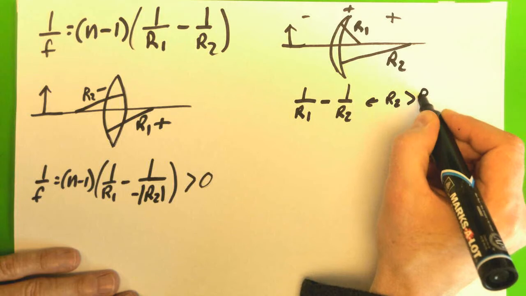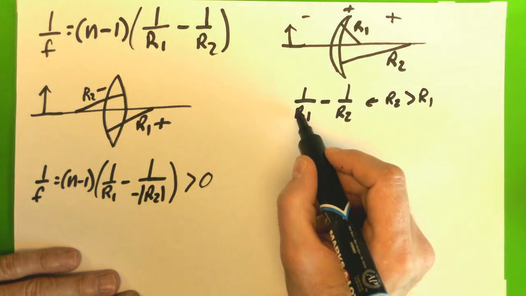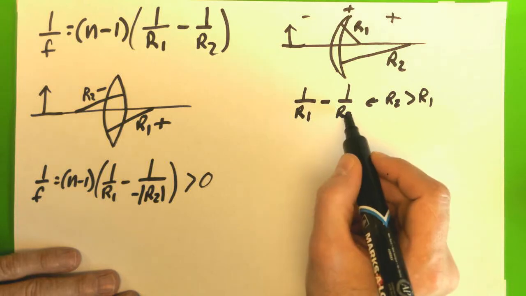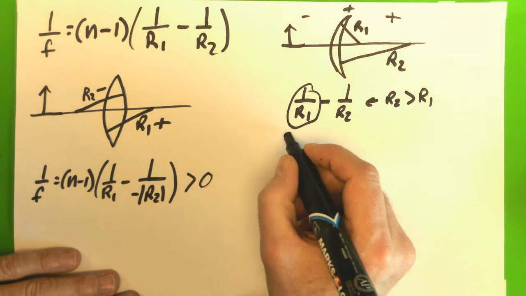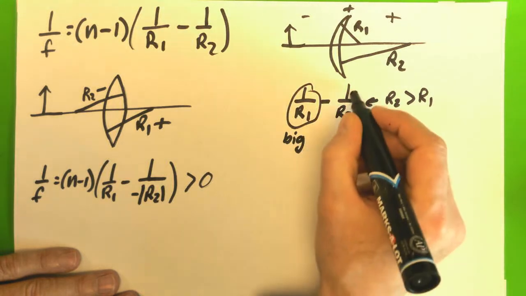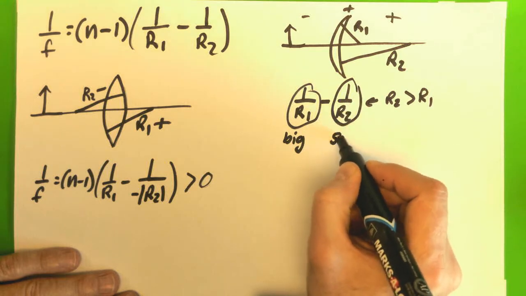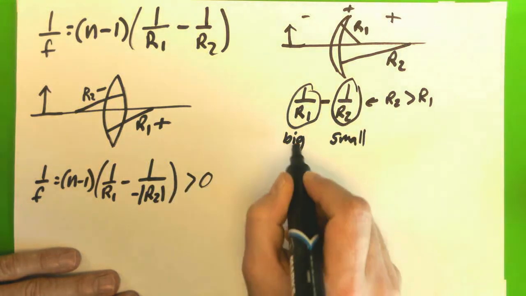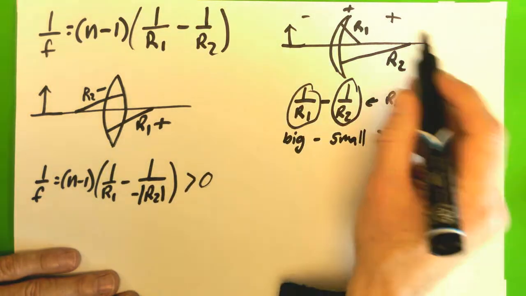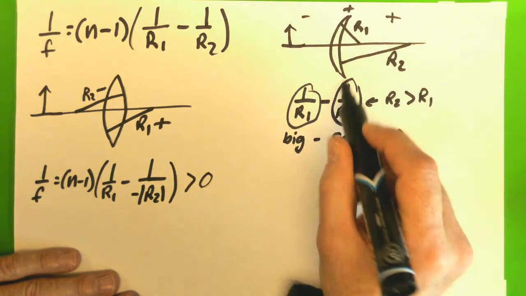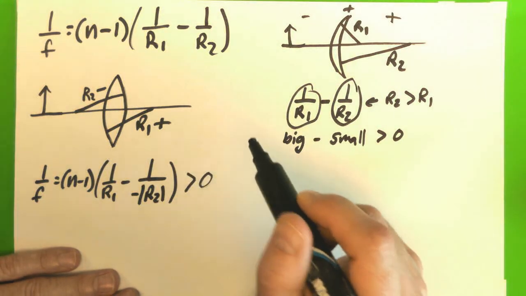Yet R2 is greater than R1. And so if R1 is less than R2, then 1 over R1, the whole fraction, is a big number, and 1 over R2, R2 being bigger than R1, must be a smaller number, and big minus small is greater than 0. So it holds true, but now we can actually calculate what the focal length for this lens is. Okay. Let's go and try a diverging lens.